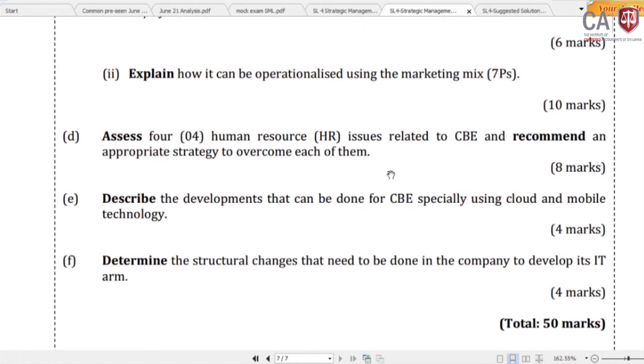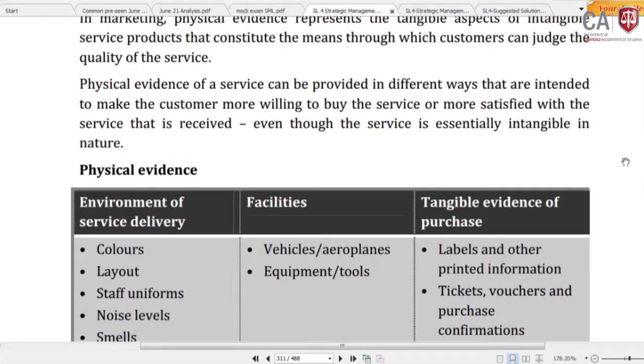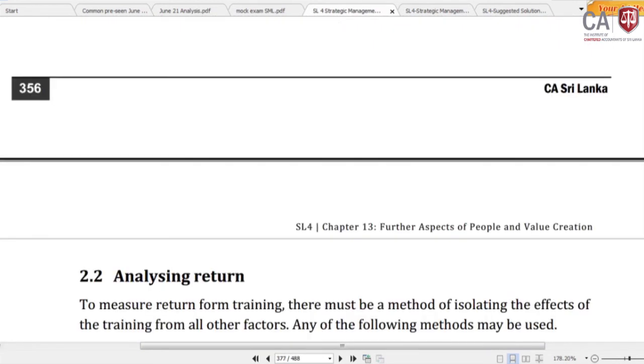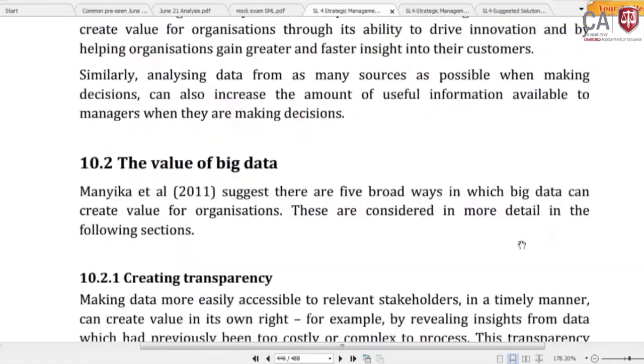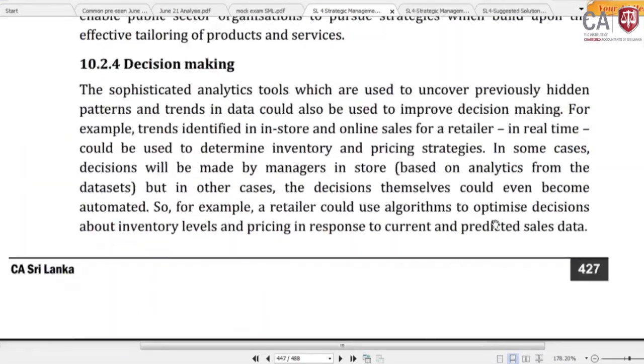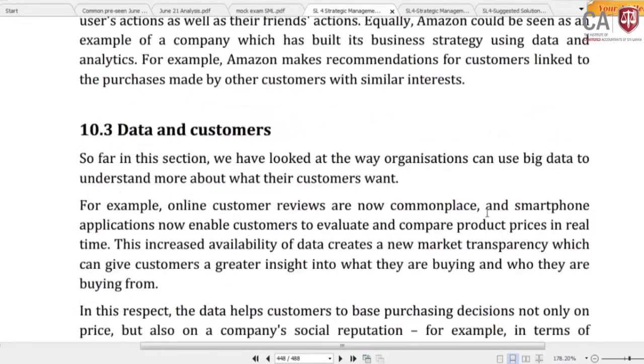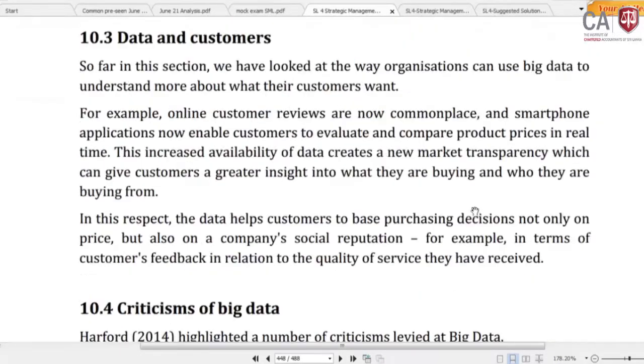Right. Then part E, describe the development that can be done for CB, especially using cloud and mobile technology. Cloud and mobile technology, we discuss on the technology part, we look at about that.